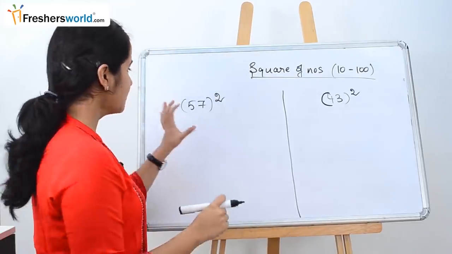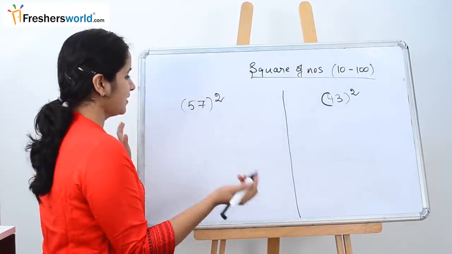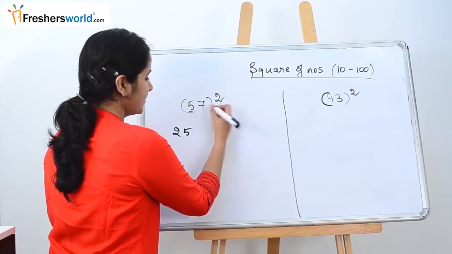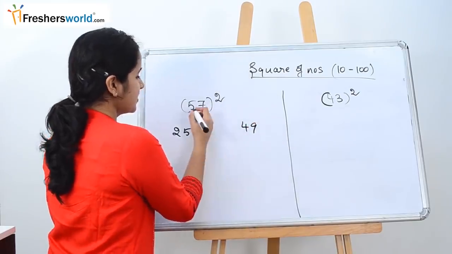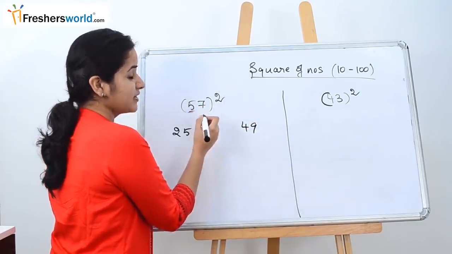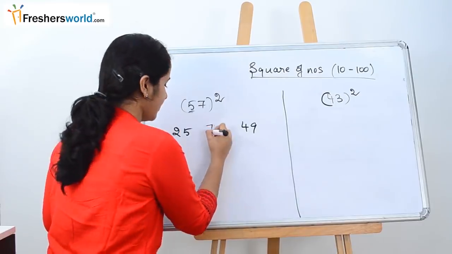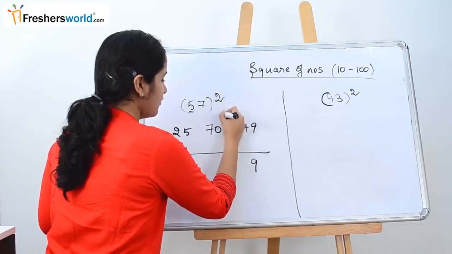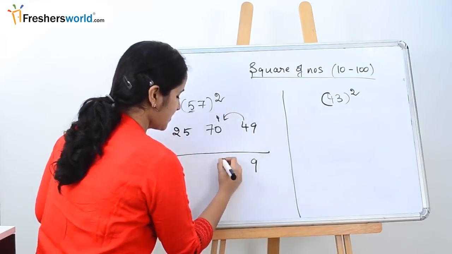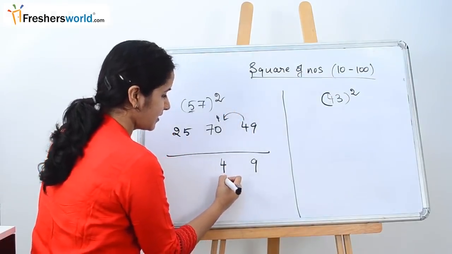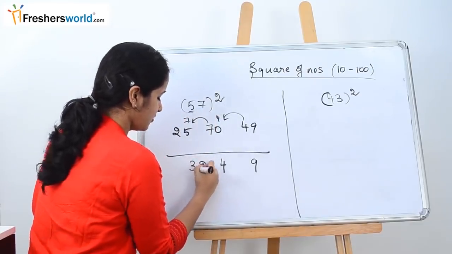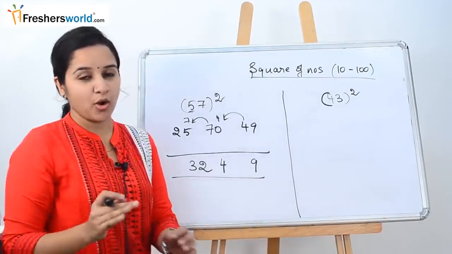The next question is 57 square. As per our method, first square the first number, 5, which is 25. Square the last number, 7, which is 49. Then multiply 5 into 7, which is 35, and 35 into 2 is 70. We take the last digit 9, and 4 is carried over, so it becomes 74. Again write the last digit, and 7 is carried over, so it's 32. So 3249.